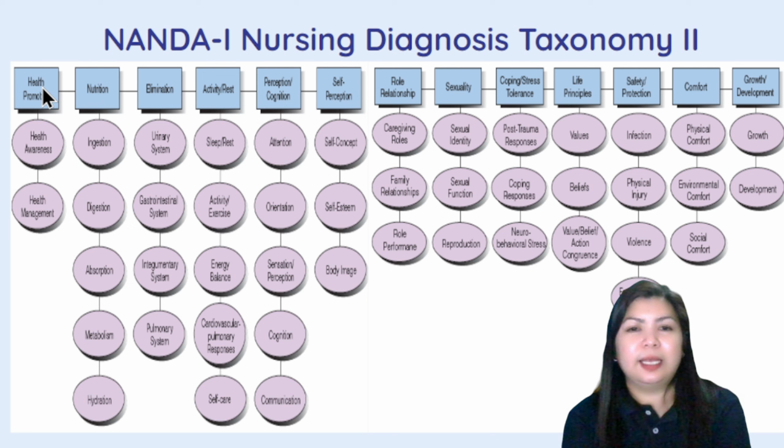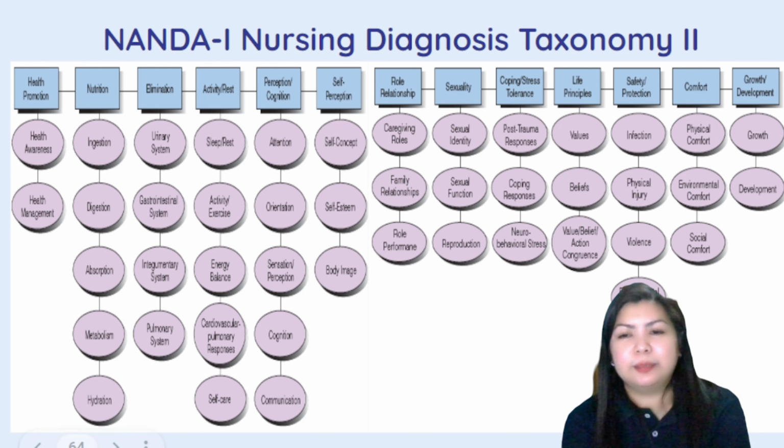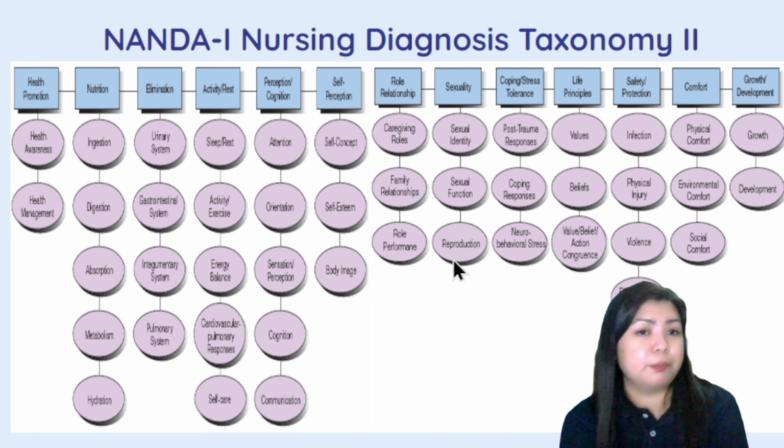Okay? So we said this taxonomy 2 has 3 levels. The first level is the blue part, which are your domains. Then you have the next part, which are your classes. All these purple ones below the blue boxes are your classes. For example, under nutrition, you have ingestion, digestion, absorption, metabolism, and hydration. Another example, sexuality. Under that, you have sexual identity, sexual function, and reproduction. So these are all 47 classes.